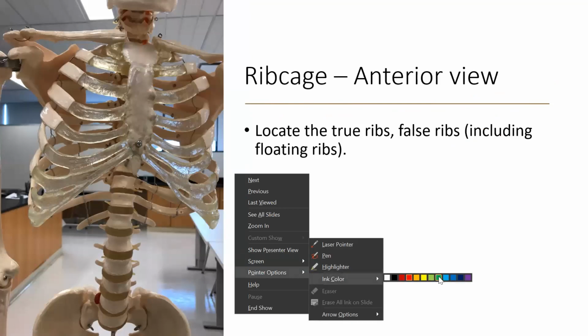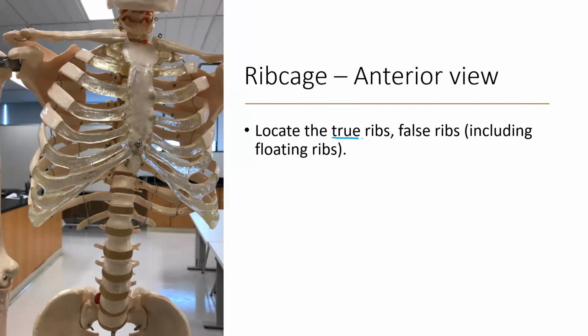What's going on here? We have to count the true ribs. How many pairs of true ribs are there? 1, 2, 3, 4, 5, 6, 7. These are true ribs because they have their own costal cartilage. Rib number 1 connects to the junction of the manubrium and the body, and 2 to 7 connect to the body of the sternum.